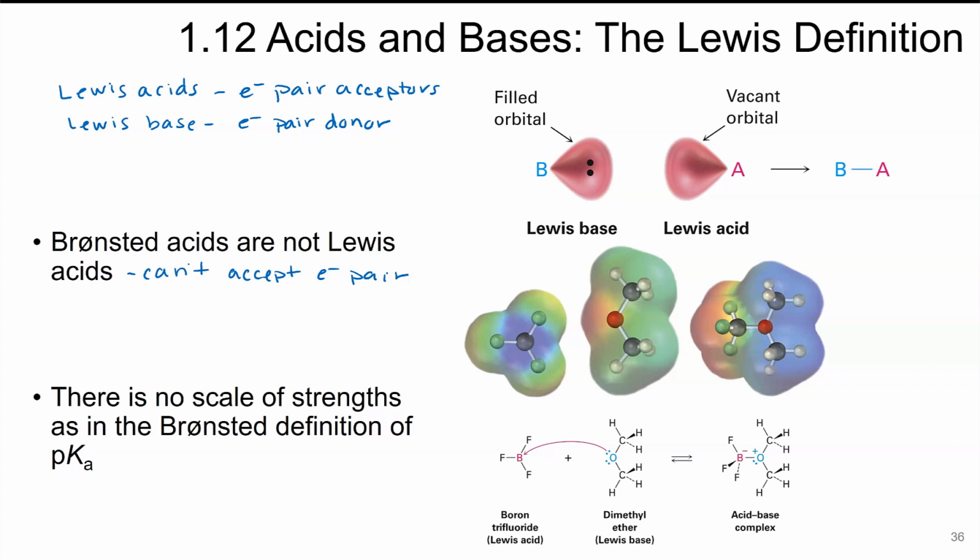And there's no scale of strengths as in that Bronsted definition of a pKa. Lewis bases can donate their electrons. Lewis acids can accept electrons. If we look at boron trifluoride, which is a Lewis acid, this is the electron space fill of this here. The boron can accept electron lone pairs from the oxygen here. So this would be the Lewis base. This is the Lewis acid. This is the acid-base complex.